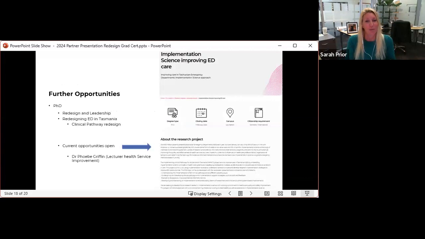I just thought I'd pop this slide up. So there are other opportunities in redesign available. I just wanted to mention this really to demonstrate one of the ways in which redesign can open up different opportunities and different pathways for people in health services. We've had a number of our previous students go on to start PhDs with us, looking at projects around things like redesign and leadership, redesigning the emergency department via clinical pathway research. We also have a current PhD opportunity open around using implementation science to improve emergency department care as well. So lots of different opportunities within and sort of sideways to health services with redesign.